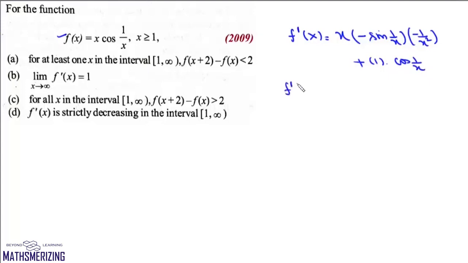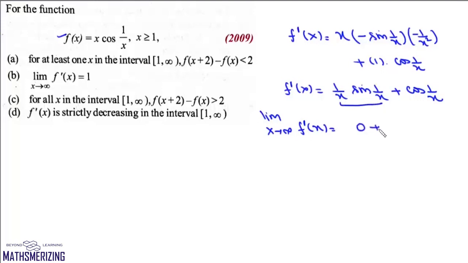So we can write this function f'(x) as (1 by x) sine(1 by x) plus cos(1 by x). Now if we take this limit x tends to infinity of f'(x), now this is 0 and this is cos 0 and cos 0 is 1. So value of this limit is 1. That means this option B is correct.